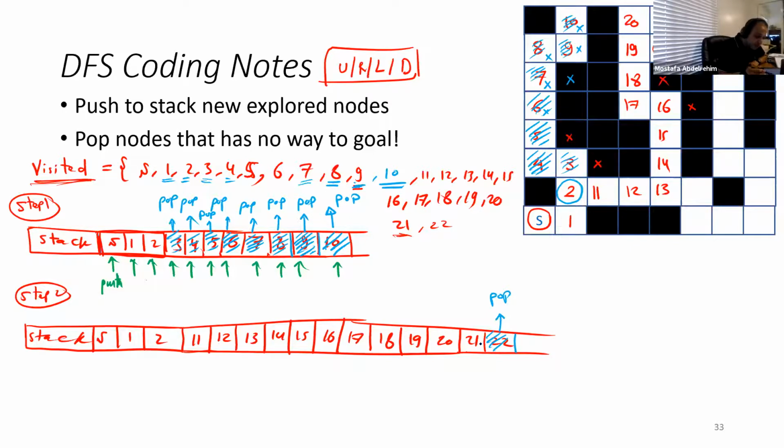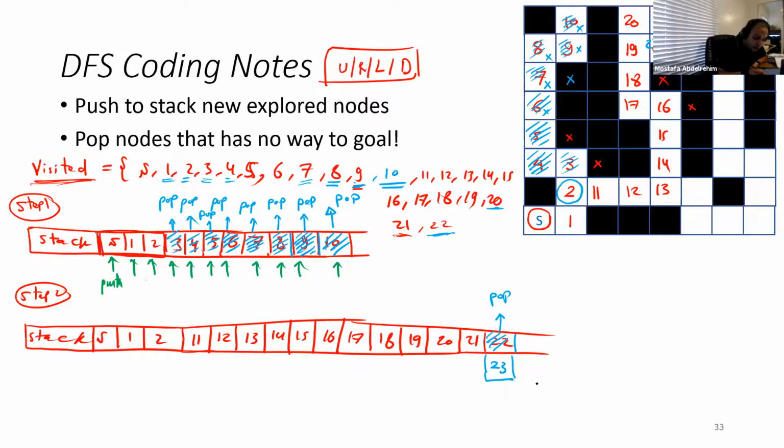In 21, can we go up? No. Can we go right? No, because 22 is visited. Can we go left? No, because 20 is visited. Can we go down? Yes. This is not an explored one. So instead of drawing this again, here I will add the new node, 23. So this will be 23.